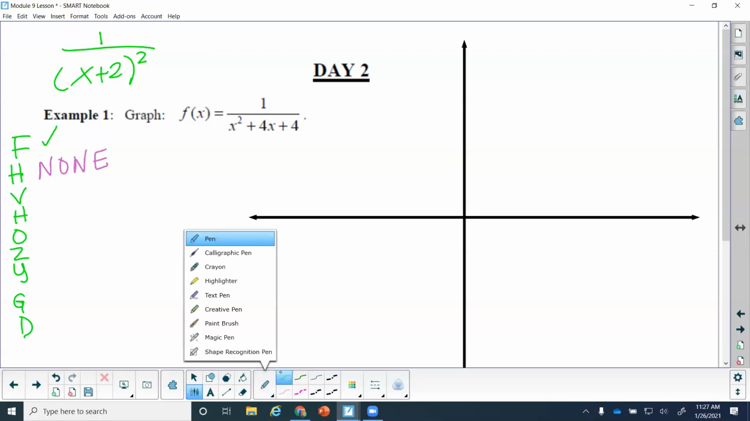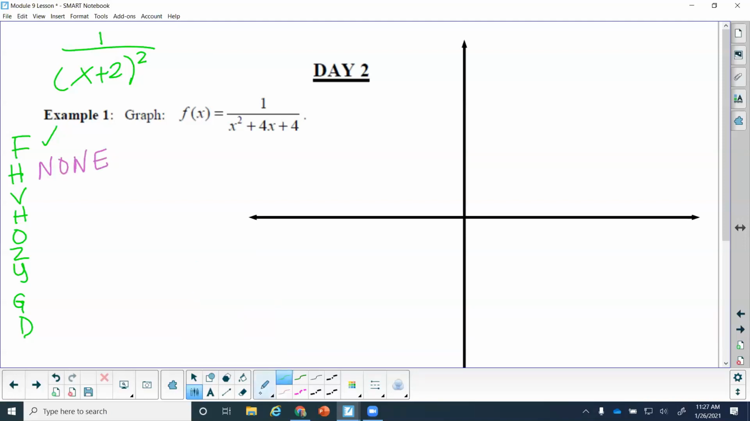V stands for a vertical asymptote. So for the vertical asymptote, I only have one, but what is the end behavior of this vertical asymptote? Very good, same, write that down.